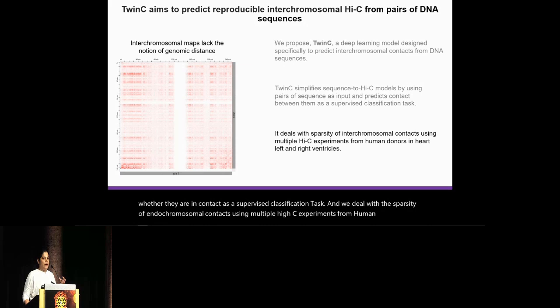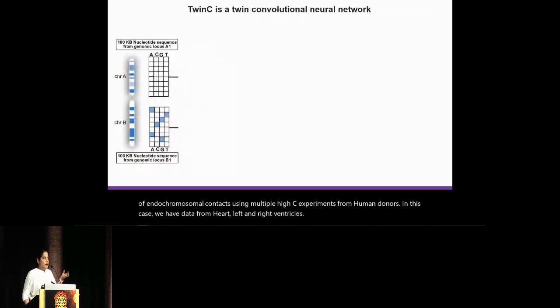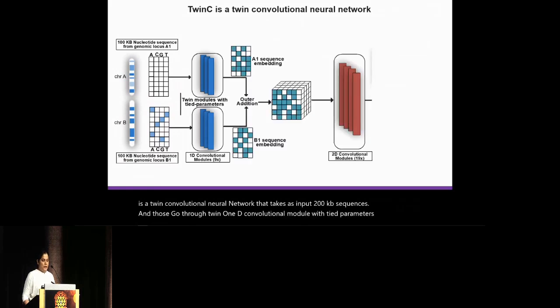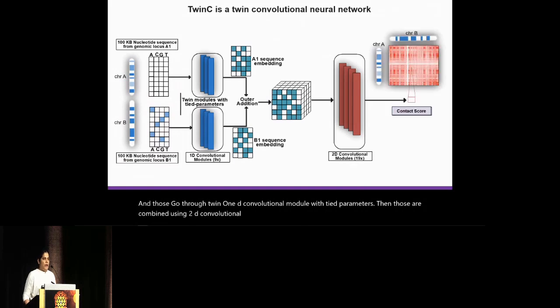In this case, we have data from heart, left and right ventricles. TwinC is a twin convolutional neural network that takes as input 200 KB sequences, and those go through a twin 1D convolutional module with tied parameters. Then those are combined using 2D convolutional modules, and the output is a predicted contact score, which is a score between 0 and 1, representing how likely the two sequences in input are to be in contact.